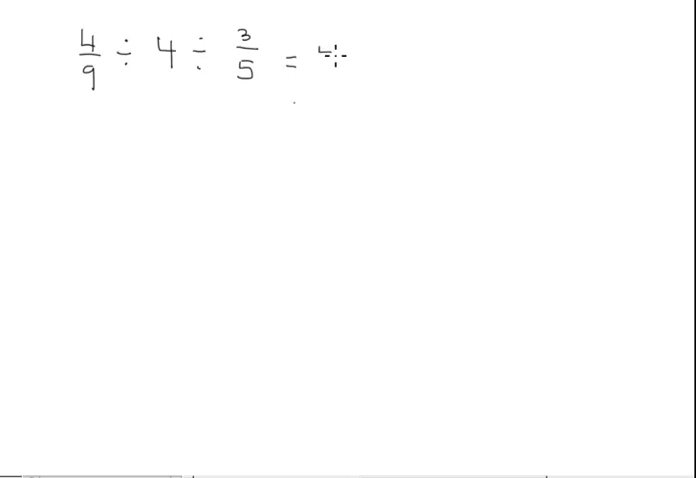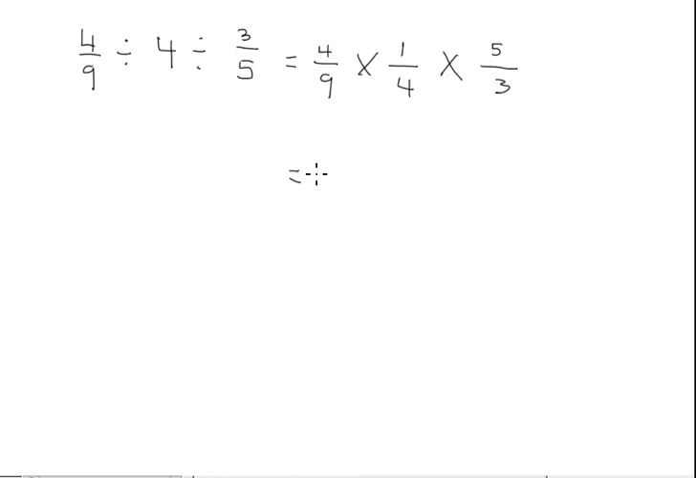This is equal to 4 over 9. I change the divide sign to times, and then I invert 4. 4 is a whole number. It is equal to 4 divided by 1. When I invert 4 divided by 1, it becomes 1 divided by 4. And I change this division sign to multiplication again, and instead of 3 over 5, I invert this to become 5 over 3.